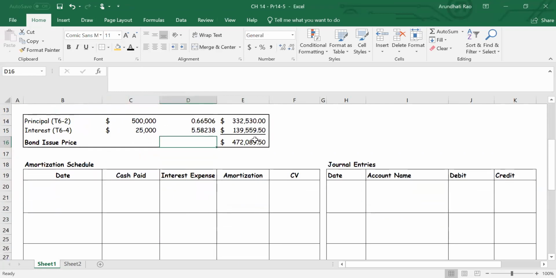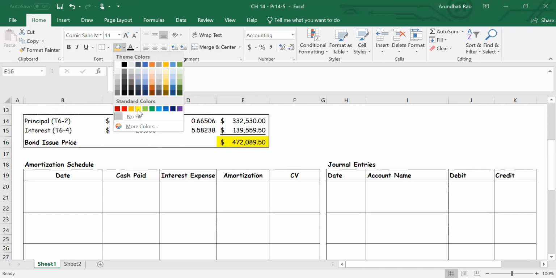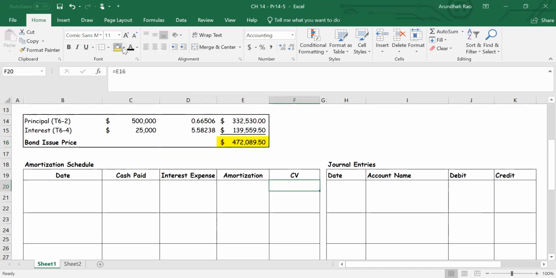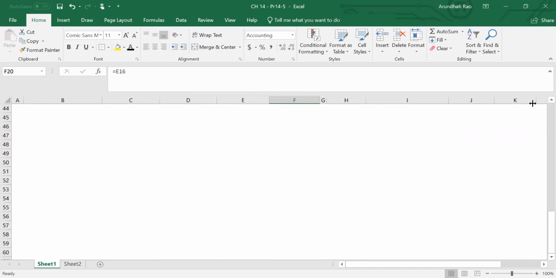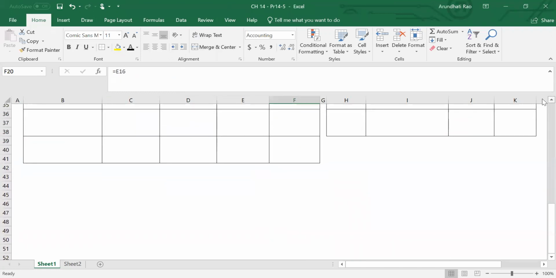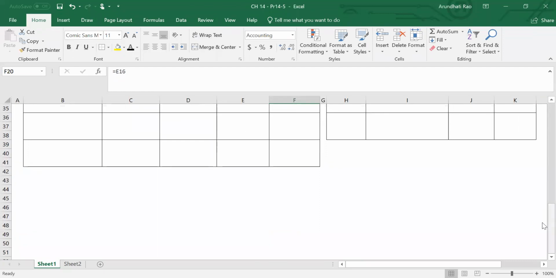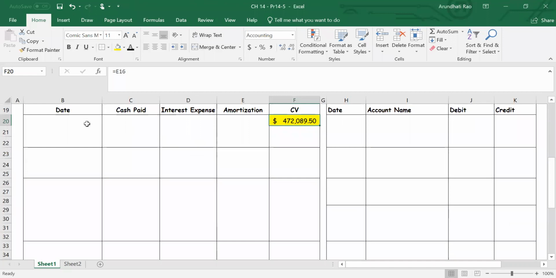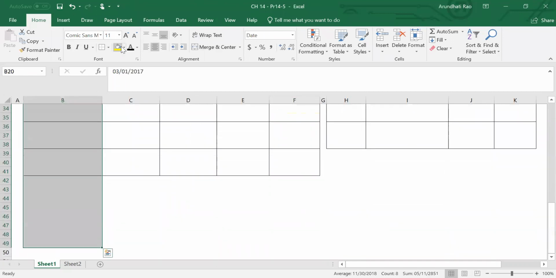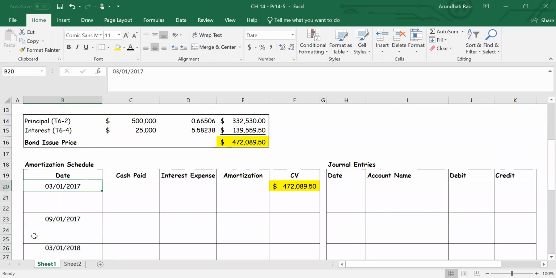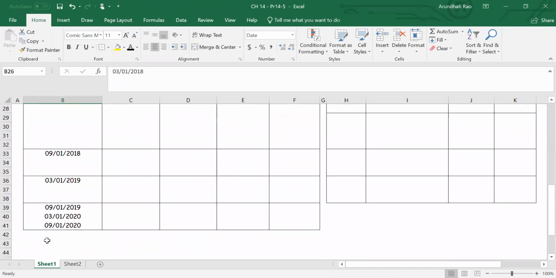Okay. So now that I have my bond issue price, that is going to be my starting point for my amortization schedule. I have my amortization schedule set up over here, so let me show you what it looks like. The first column I'm going to enter is the dates. The date of issue is March 1st, 2017. Interest is paid on September 1st and March 1st each year moving forward.